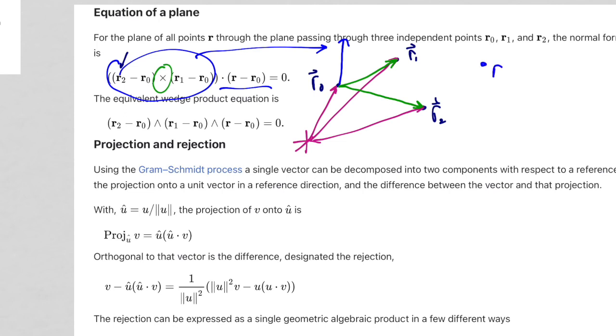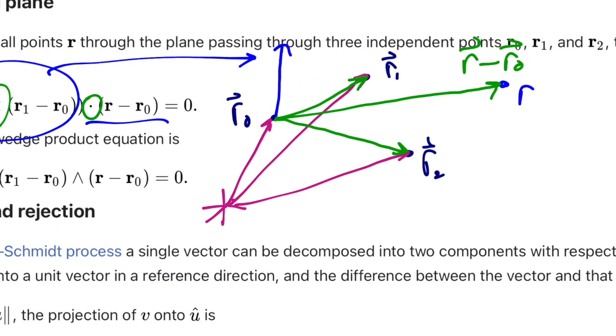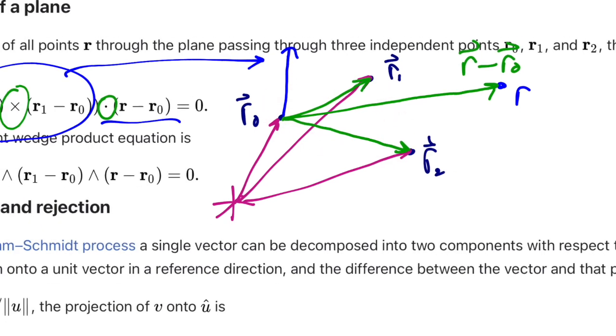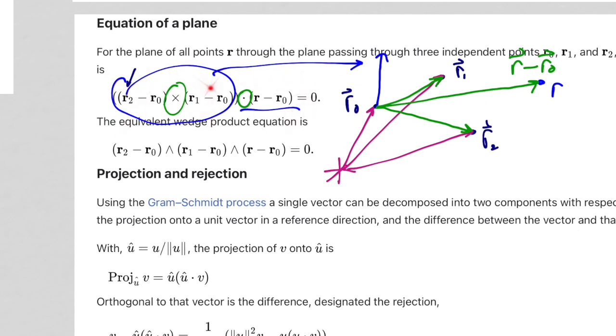R could be literally any point in space. The vector R minus R0 is this vector here. These are vectors inside the algebra. And the question is, well, if you take the dot product of that vector with this vertical cross product vector, that better be 0, because if there's any projection of this vector onto this vector, then this vector certainly does not lie in the plane contained by R0, R2, and R1. So that's the origin of this formula. This cross product dotted into this vector had better equal 0.